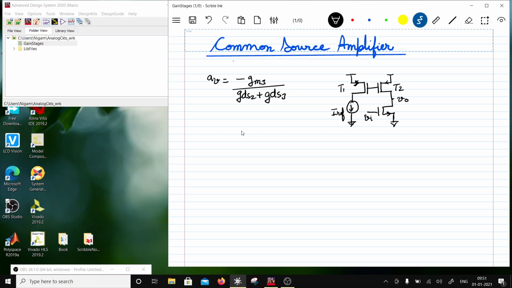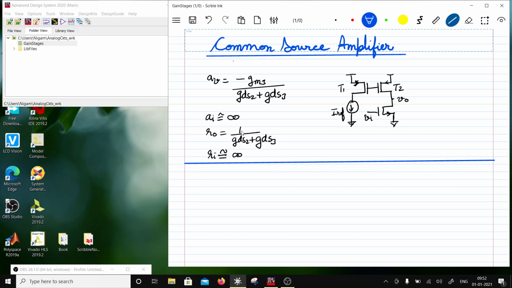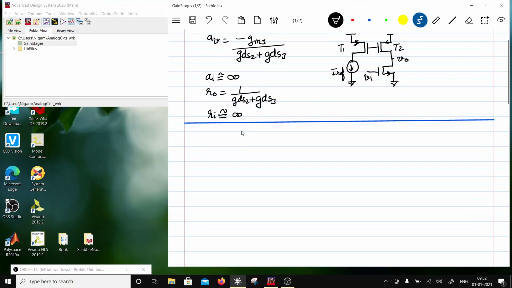So in this case AV was approximately infinity, and RO basically is 1 over GDS2 plus GDS3, and RI is approximately infinity. Okay, so this is our summary for common source amplifier. Then we also look at the advantages and disadvantages.